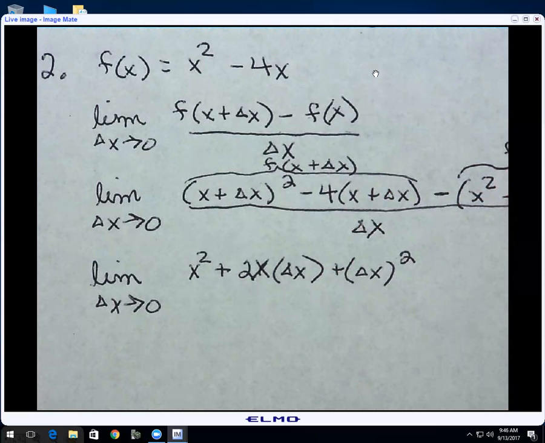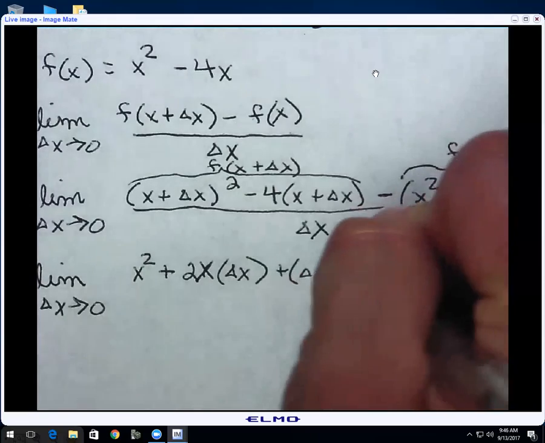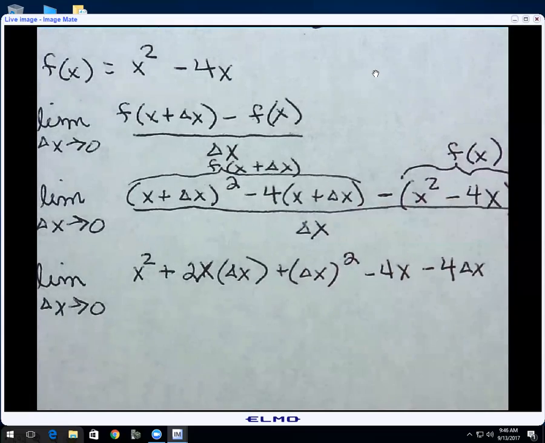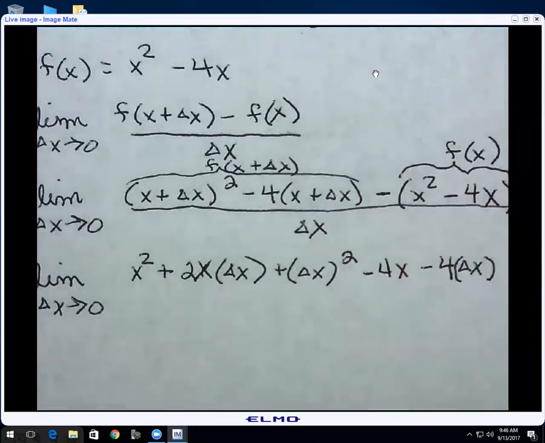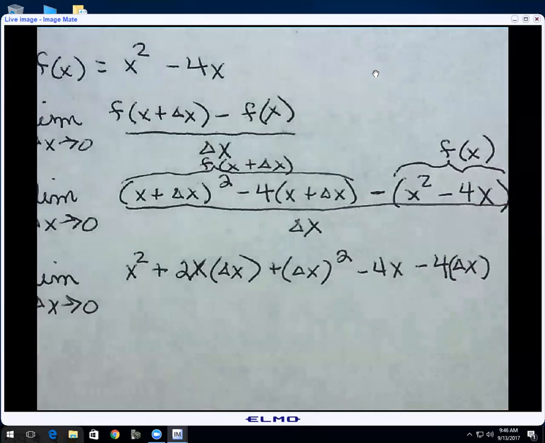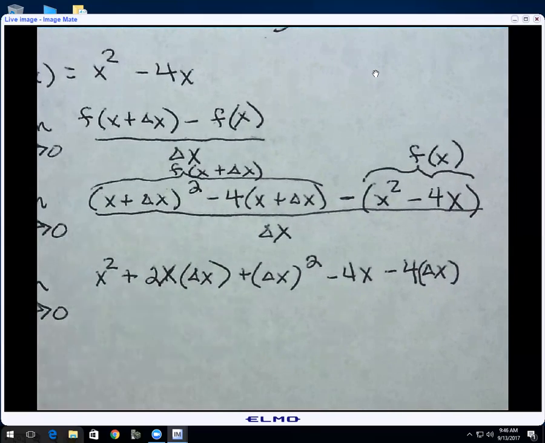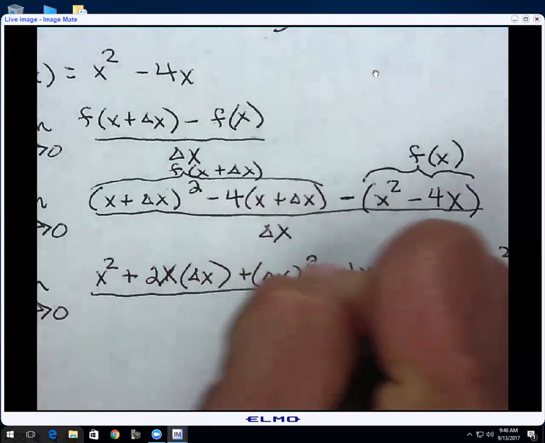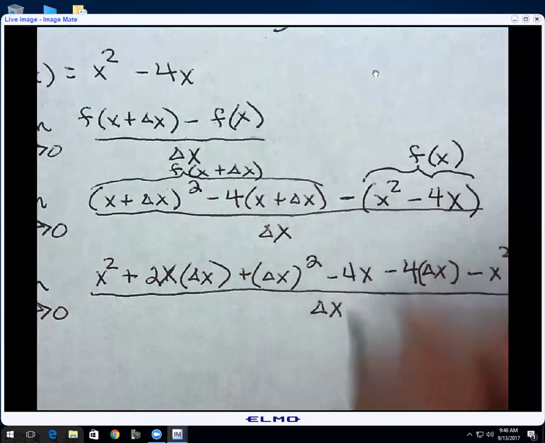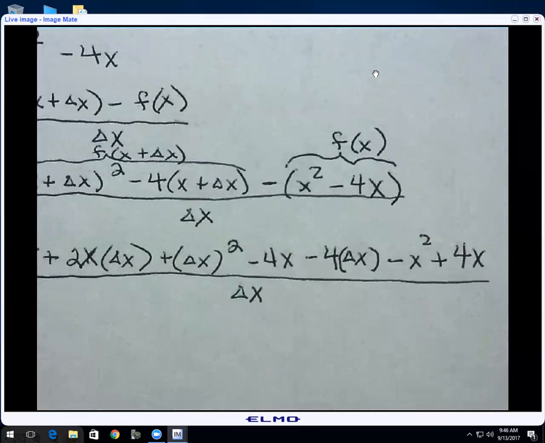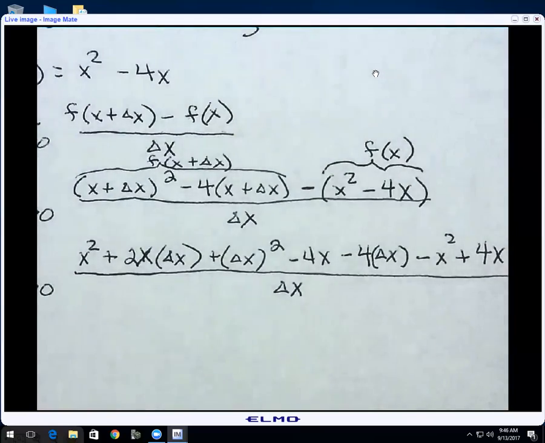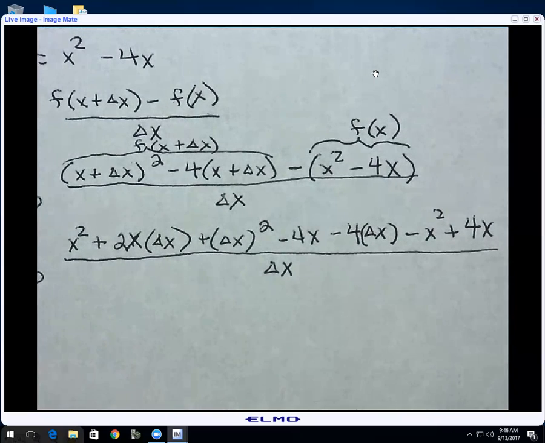All right? Distribute that -4. And I just like keeping my delta x in parentheses so that I can see they're together. And then distribute the -1. My limit notation is still over there, just off camera. Good.